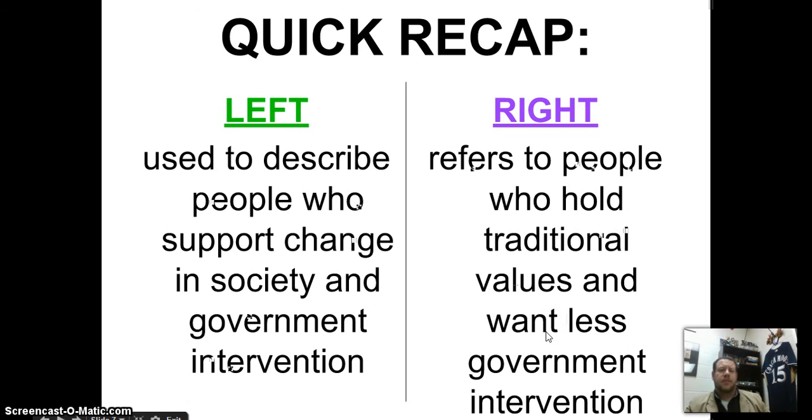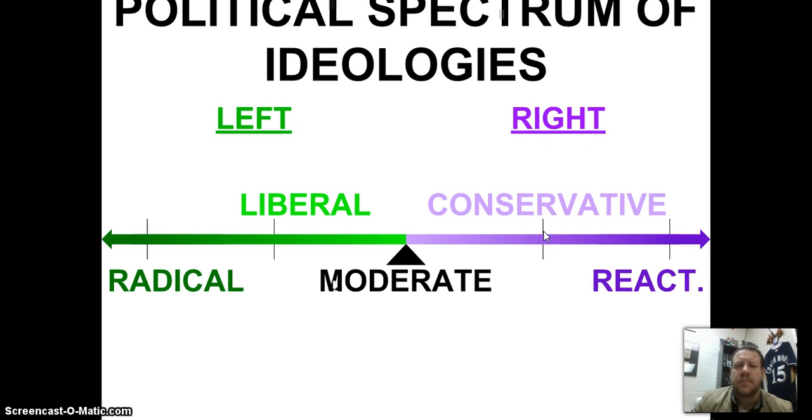Now, quick recap. Left: people who support change, society, government intervention. The right: traditional values, wanting less government intervention. Traditional values, again, can be things like religious values. That can definitely be a part of that whole right-hand side, where they're traditional Christian values. Your spectrum, okay? We drag a spectrum out, and you're going to see this up on the front wall as well. To the left, we have the more liberal side, to the right, more conservative. The further you get left and right, we can change those terms, so you're being a radical or a reactionary person. If you're dead set in the middle, you're a moderate. We'll talk about each of these in depth.